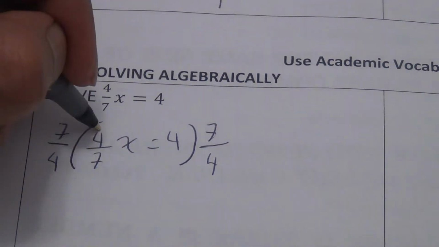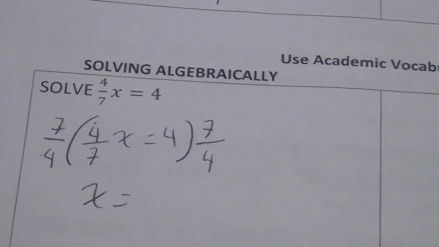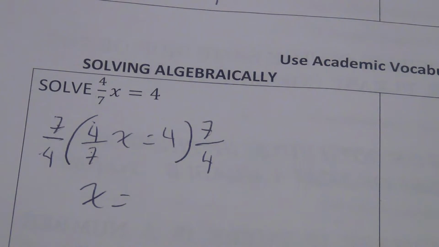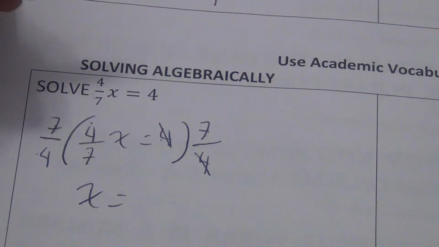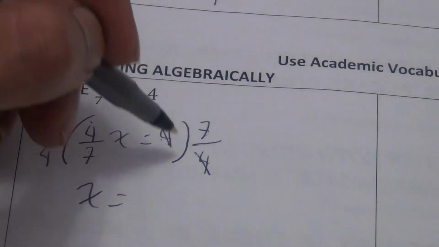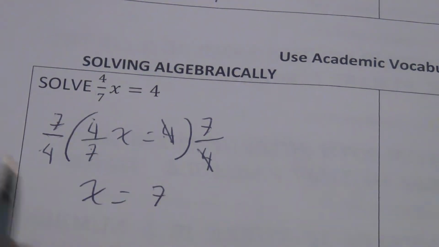So 7 times 4 is 28. 4 times 7 is 28. They cancel out. Leaves you with x, right? Okay. Now, multiplying by 4 and dividing by 4, they cancel. That means they become 1. 1 times 7 is 7. Simple as that.